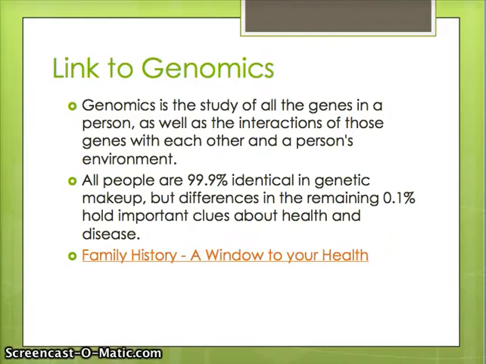Now, genomics is the study of all the genes in a person, as well as the interactions of those genes with each other and a person's environment. But really, all people are 99.9% identical in genetic makeup, but differences in that remaining 0.1% hold important clues about health and disease. That's why family health histories are so important to do, to point us to where there are issues. So I'm going to refer you to this short video, Family Health History: A Window to Your Health, to help explain the link to genomics a little better, but it's a very important link for you to understand.